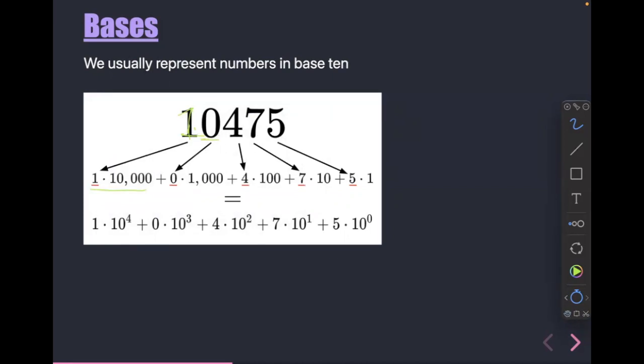This 0 is really 0 times 1,000. So here's 0 times 1,000. This 4 is really a 400, so that's 4 times 100. This 7 is really a 7 times 10, because it's a 70.